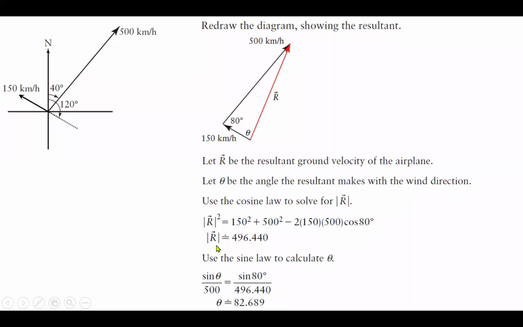So we can solve. The magnitude of r is about 496.440. Also, we can use the sine law to calculate the value for theta. So we have the following relationship: sine theta over 500 equals sine 80 degrees over 496.44. And then theta is approximately 82.689 degrees. Any questions?